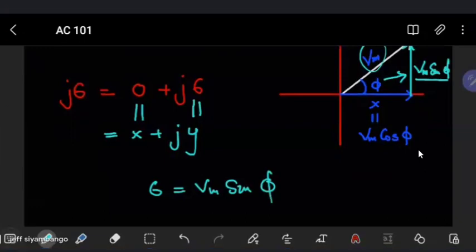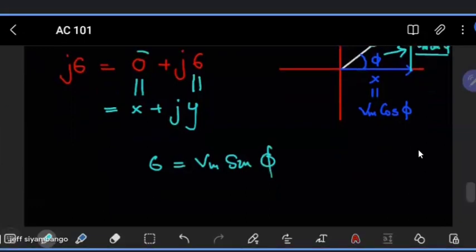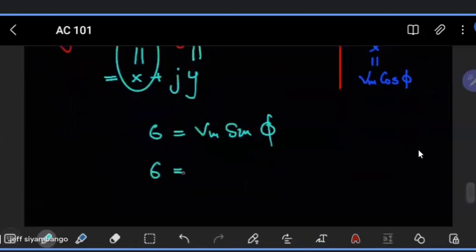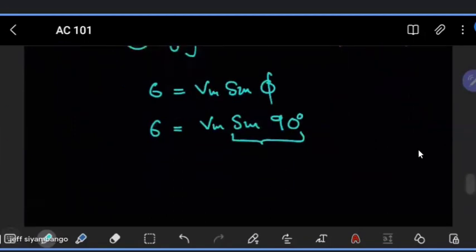Yes, sir. Okay. From the earlier description, which is the real part, we did see that phi is 90. So since phi is 90, we bring it here. Then 6 is equal to Vm sine 90, because where there's phi, we now put 90 degrees. Sine 90 degrees is 1. So this part now reduces to just 1, so that clearly now we can see that Vm is actually just equal to 6. So now we conclude that our Vm is actually just 6.